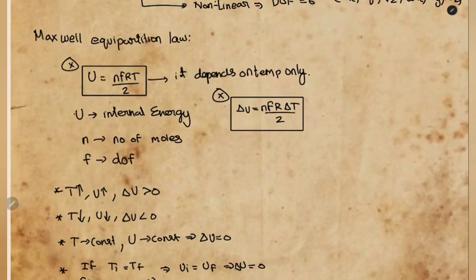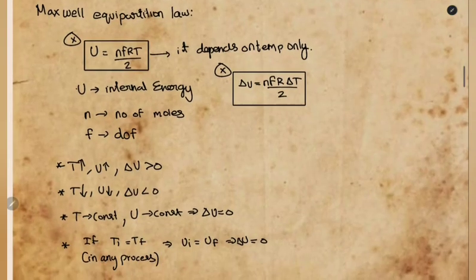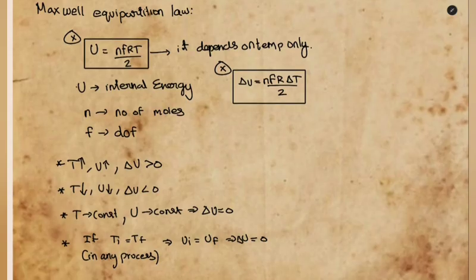Now let's see Maxwell's equipartition law, which says about internal energy. Remember that internal energy is an energy which only depends on temperature. And this is the formula of internal energy, U equals nfRT by 2. Mark me, this is a very important formula. Where U is the internal energy, n is the number of moles, and f is the degree of freedom. All the needed information will be given in the question itself, so no worries.